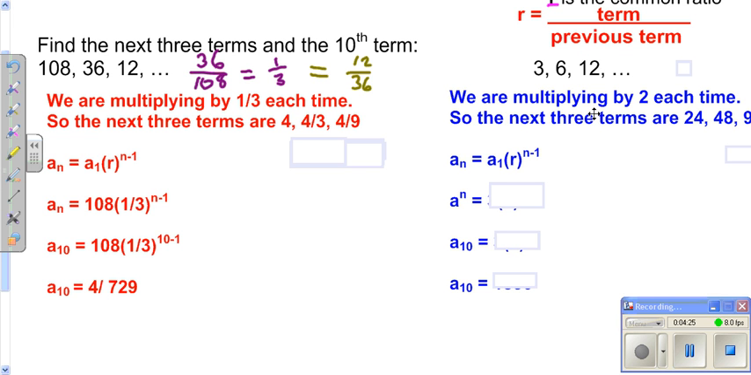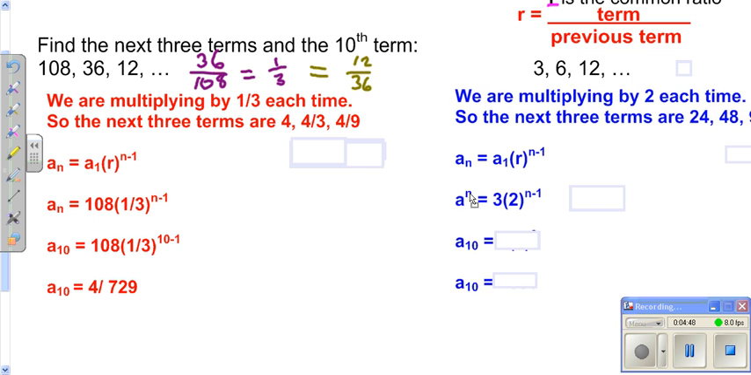Then we're going to go ahead and find the 10th term. Well, to find the 10th term, we're going to use our formula. We'll take our first term, which is 3, our r, which we figured out was 2, and then we'll go with an n minus 1. That's our general formula to actually figure out what n is.